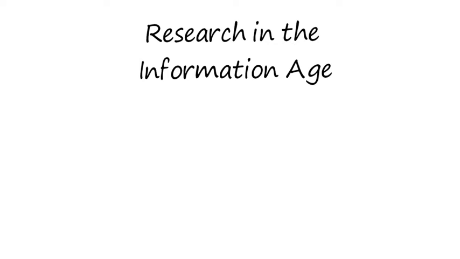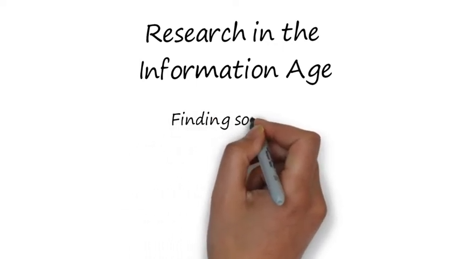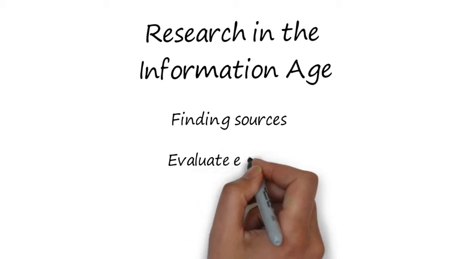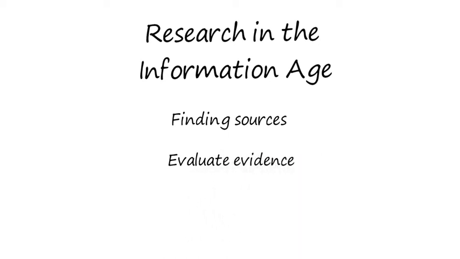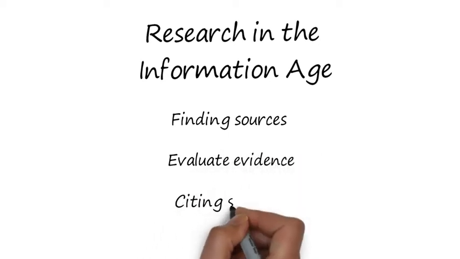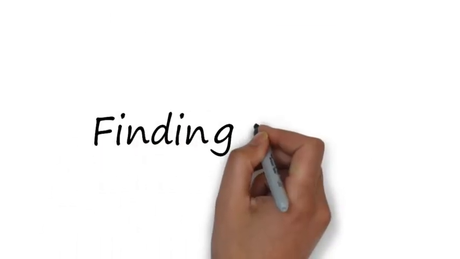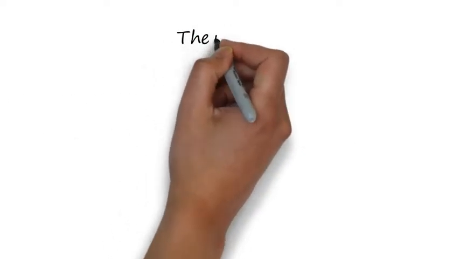Therefore, in this lesson, we are going to account for the information age that we are living in and cover some of the basics of quality research. First, we'll talk about finding sources, then how to evaluate evidence quality, and finally, citing sources in speeches. So let's start with how to find information and go toward the source that most people are familiar with, the internet.